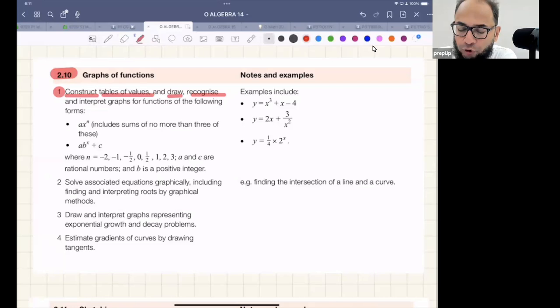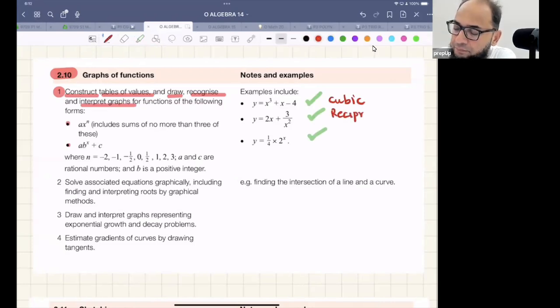So which are the following forms that we talk about? ax^n and ab^x + c. Now here are some examples: a cubic, a quadratic, a reciprocal function, a power function. Let me write it down. This is cubic, this is reciprocal plus straight line type of function, a mix and match. This is a power function. We went over these separately.